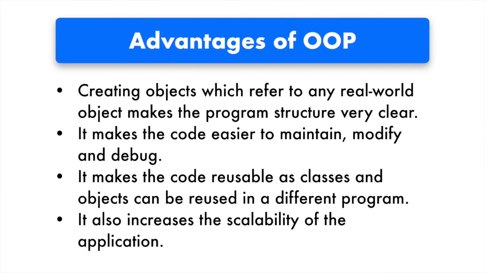There are several advantages of object-oriented programming. Creating objects which refer to any real-world object makes the program structure very clear. It makes the code easier to maintain, modify, and debug. It makes the code reusable as classes and objects can be reused in a different program. It also increases the scalability of the application.